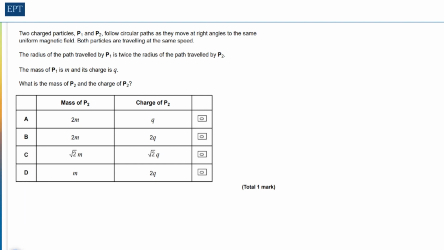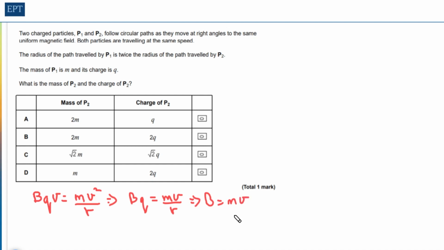Well, immediately a question like this should bring to mind the fact that the force on a moving charge is given by BQV in the magnetic field, and that this is going to create a centripetal force, which as always is mv squared over r. And of course these two forces are one and the same thing, which means that we can cancel through to get rid of one of the v's and then rearrange with B as the subject.